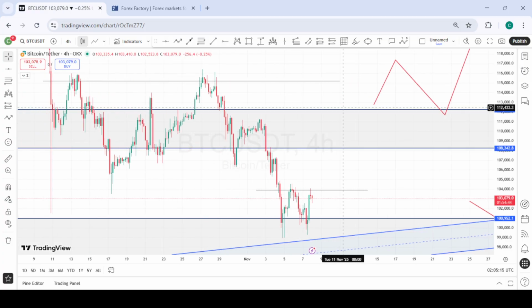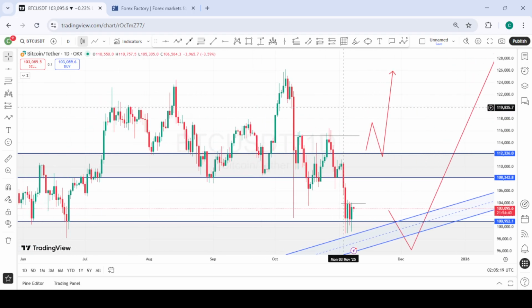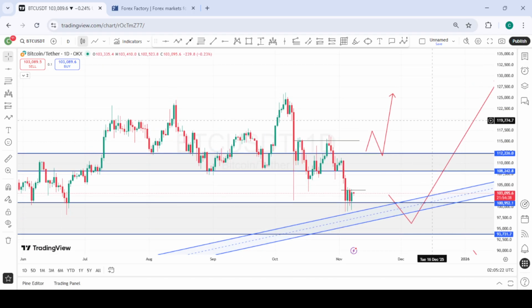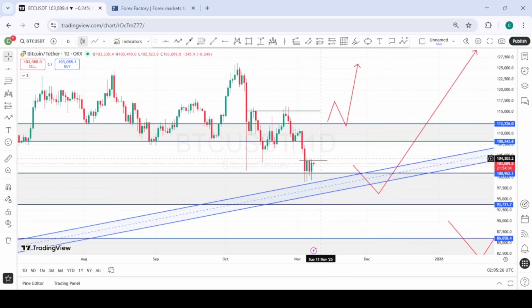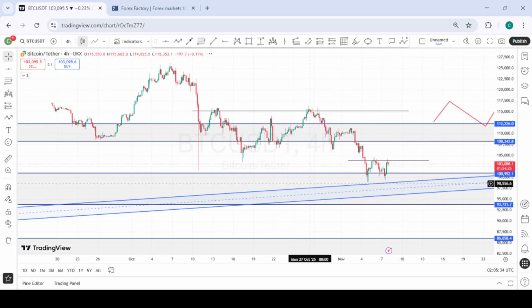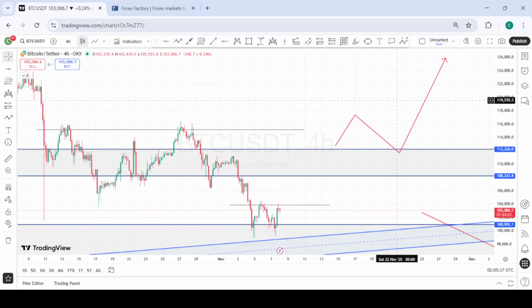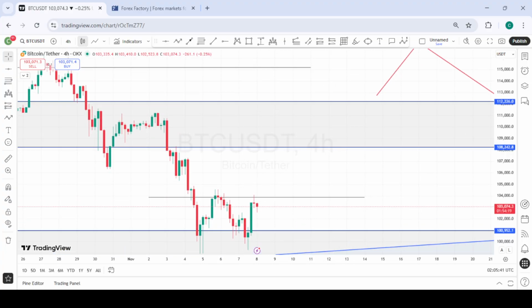Finally, we have BTC. From last week, we anticipated that price was going to drop to the 100,000 to 93,000 zone. Price actually dropped to that zone and it's giving us some reactions at the 100,000 region. If we drop down to the 4-hour time frame, we can see that price is giving us a possible double bottom formation within the zone that we're anticipating price to react from.